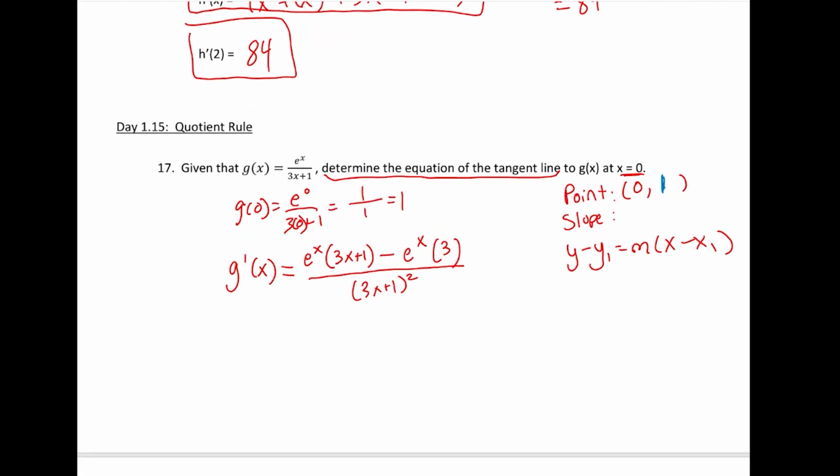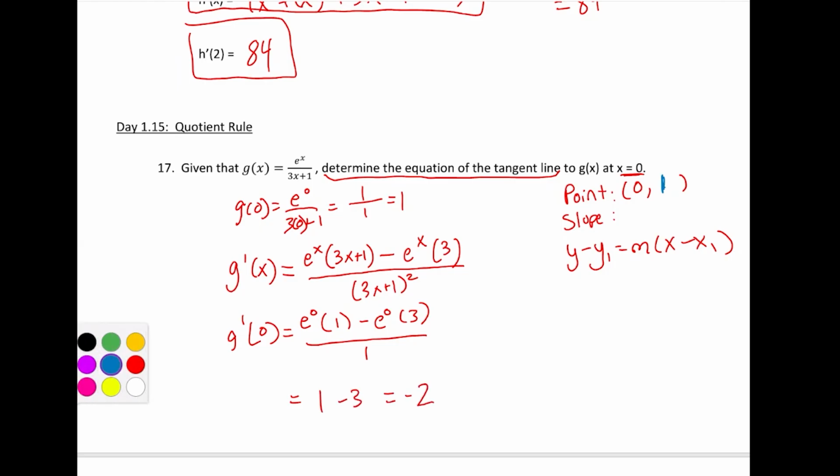And so what we really need is the slope when x is 0. So we're going to have e to the 0 times 0 plus 1 is 1, minus e to the 0 times 3, over 3 times 0 is 0, plus 1 squared. That's just going to be 1. So this is going to equal 1 minus 3, which is negative 2. So our slope of the tangent line at x equals 0 is negative 2.